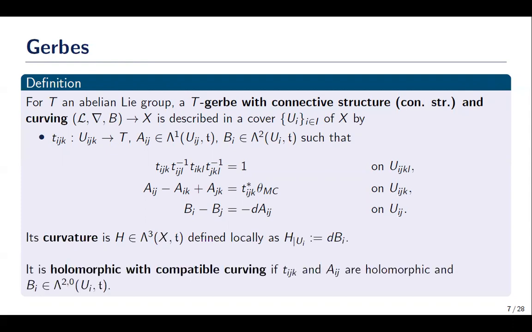And because I'm going to work in the holomorphic context, I will say that if my abelian group is holomorphic, complex, the gerbe will be holomorphic if the cocycle is holomorphic. The connective structure is holomorphic. This will be important for me. And I will say that the curving is compatible with this holomorphic structure if it's given by (2,0)-forms.